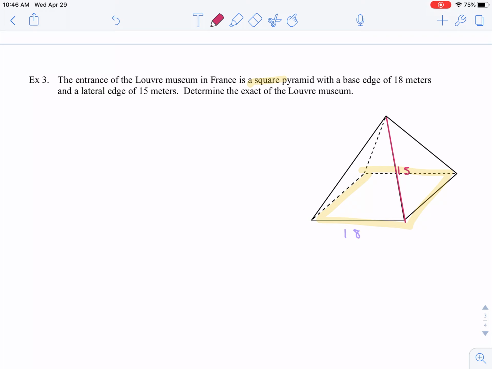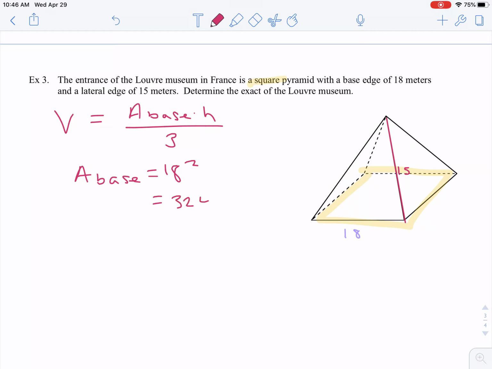So we want to find the volume. Again, the volume is going to be the area of the base times the height divided by 3. So finding the area of the base, no problem. If it's a square, it's going to be 18 squared, which is going to be 324. So that's the area of my base. But again, it's the height that's the problem. Right now, what we've drawn in is not the height, right? Because it is the lateral edge, okay?